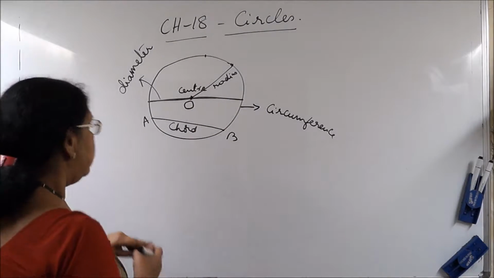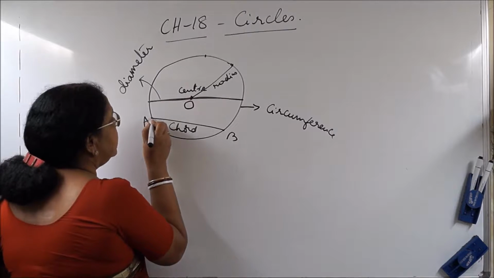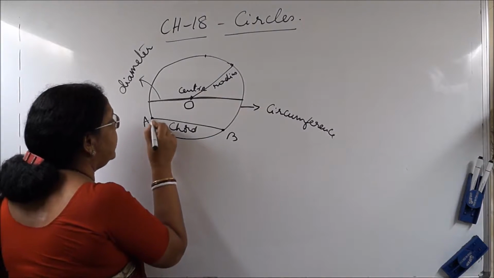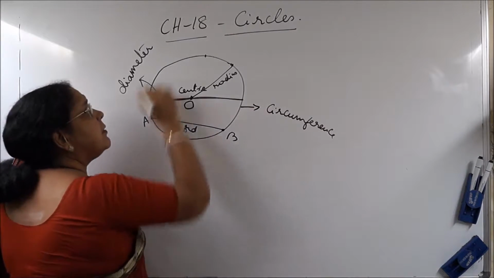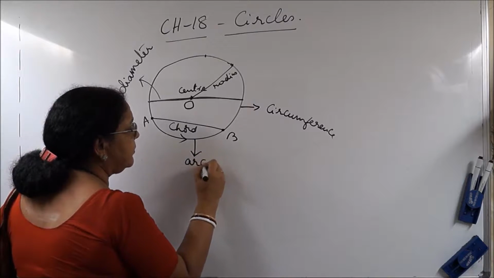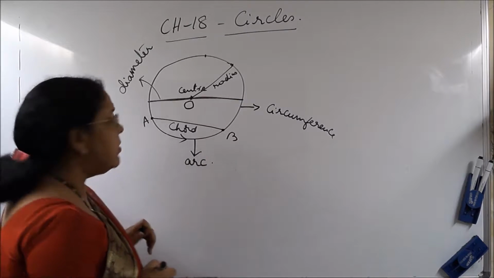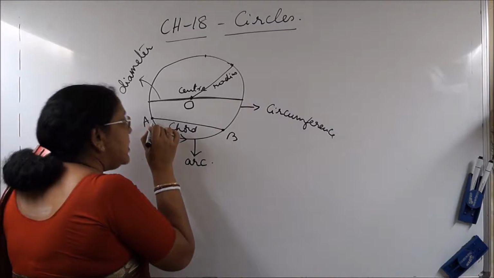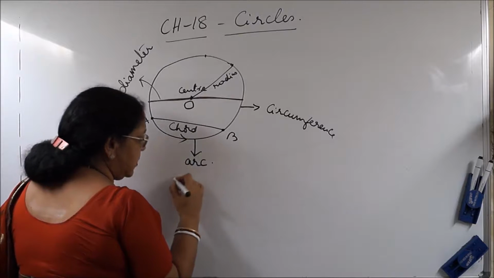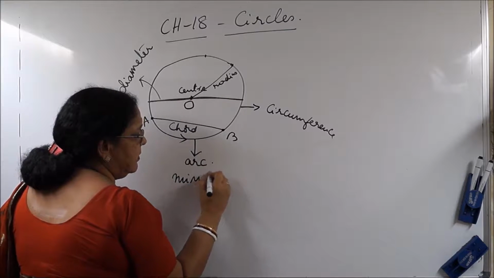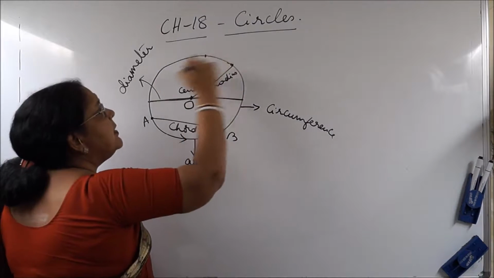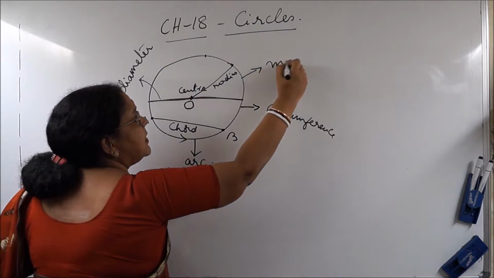Then also the part of the circumference of the circle, say for example this AB, is a part of the circumference of the circle. This is called an arc of a circle. Now this smaller arc, if it is the smaller part of the circumference, is called the minor arc. And the bigger part of the circumference will be called the major arc.